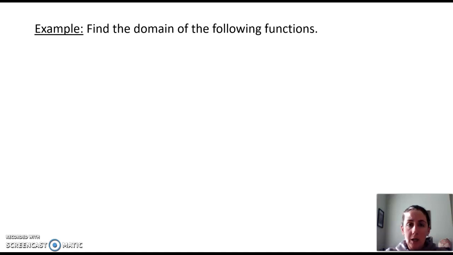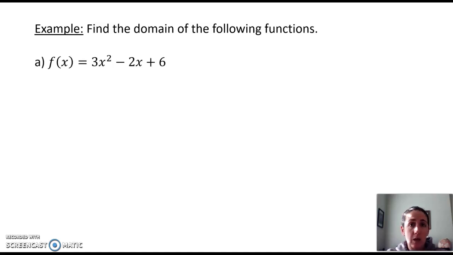So remember, when we talk about domain, domain is the set of variables you are allowed to plug in. These are the things that don't cause us to break one of our rules. Remember what our rules are. Our rules are we can't divide by 0, and we can't take the even root or the square root of a negative number.